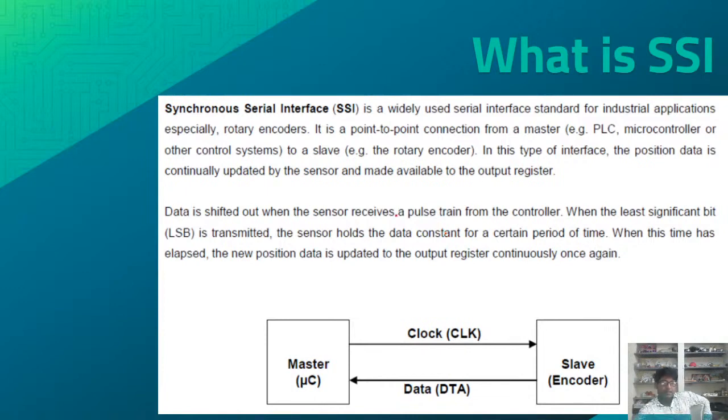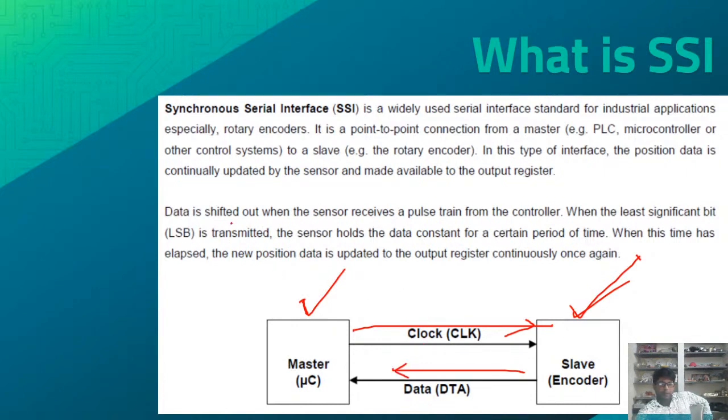The main thing, this is the simple block diagram. This is your master device. It's master-slave communication. The master device will be your PLC or microcontroller, and the slave will be your encoder, that will be connected with the shaft of the BLDC or induction motor, whatever it may be. The microcontroller will give some clock pulse to the encoder, and the output register of the encoder will transfer the data to the microcontroller or PLC.